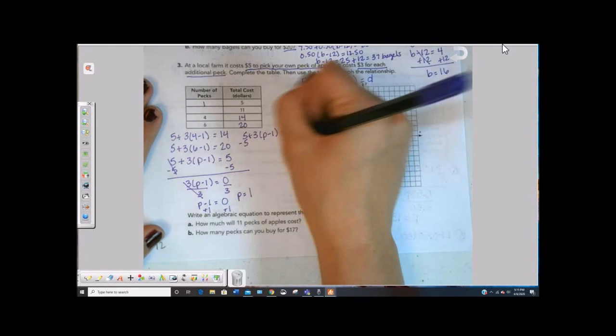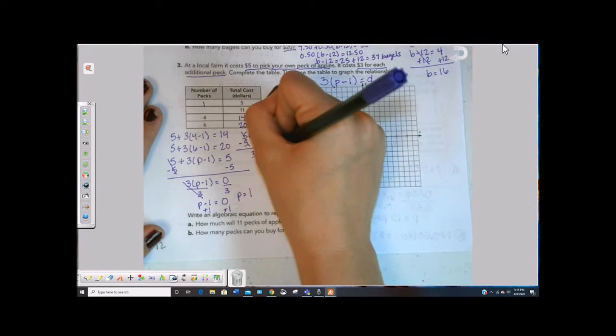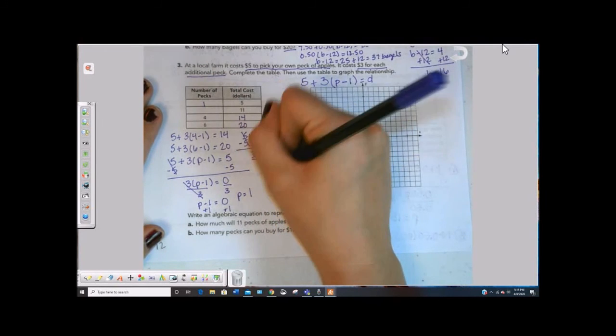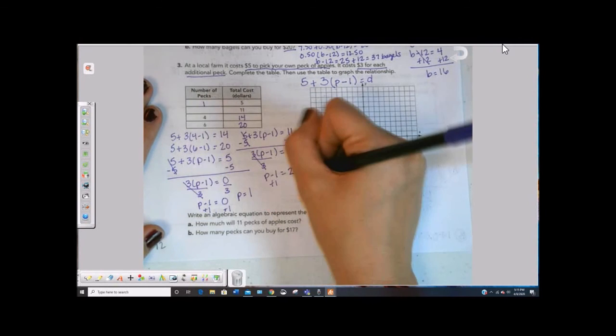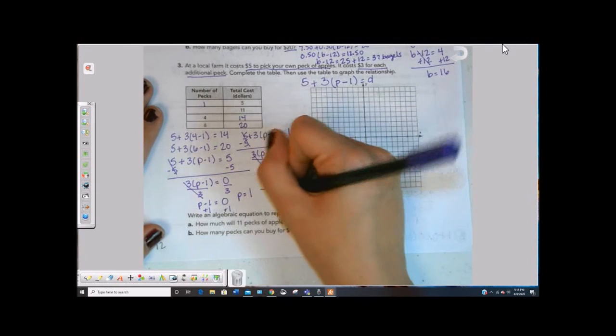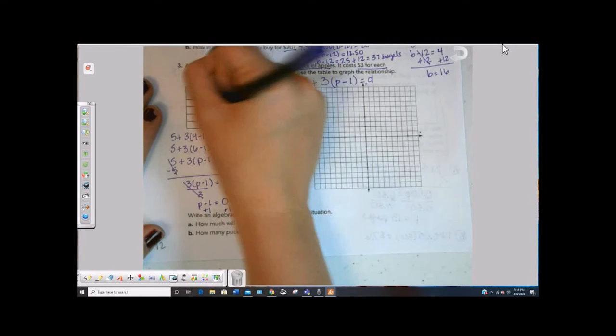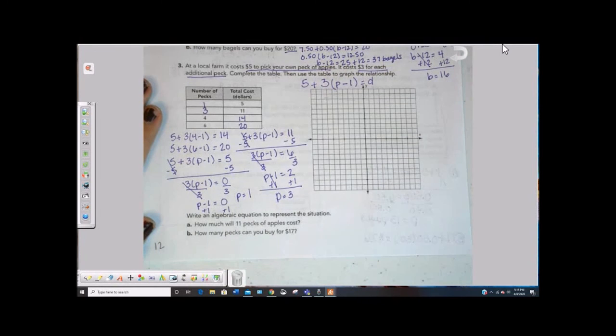Okay? Now looking at 11, if I have 5 plus 3 times p minus 1 equals 11. Subtract 5 first. Divide by 3. And add 1. So for 3 pecks of apples, it's $11.